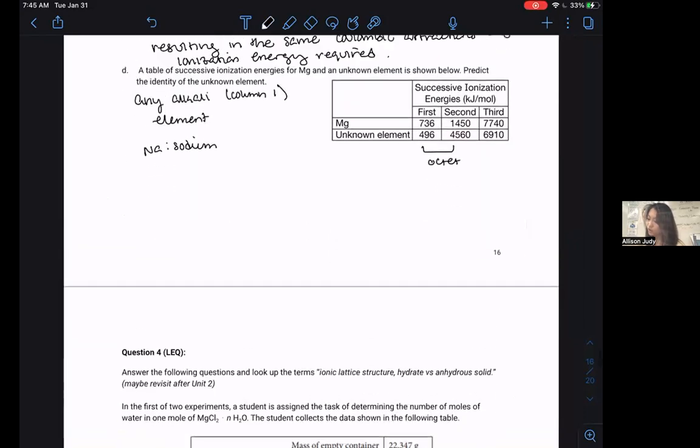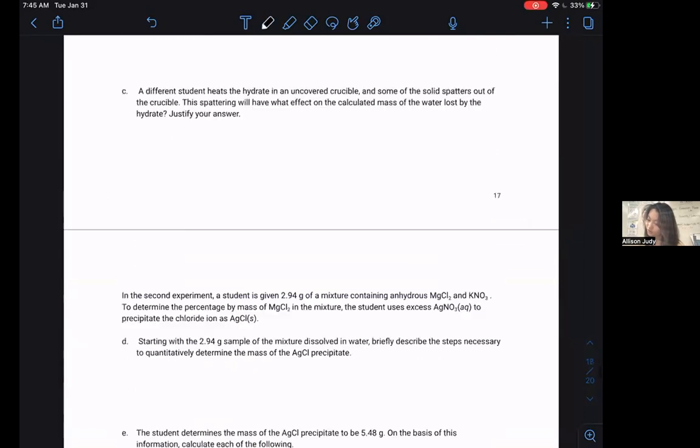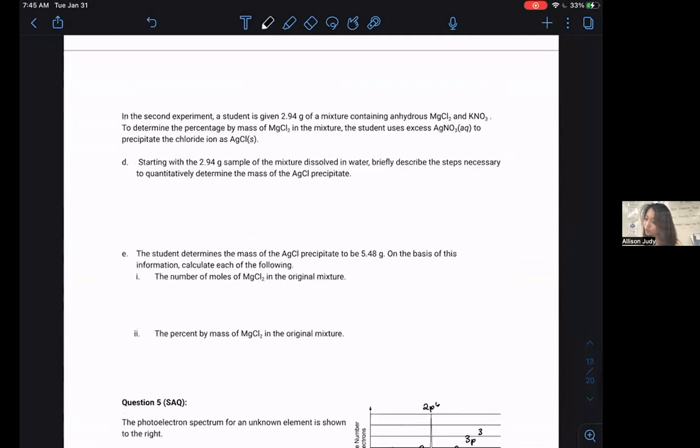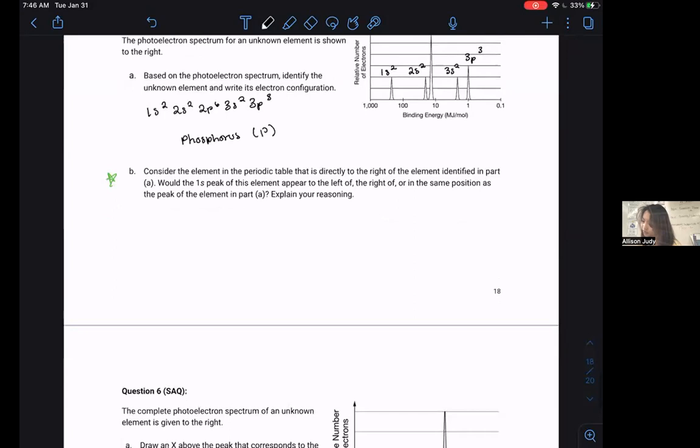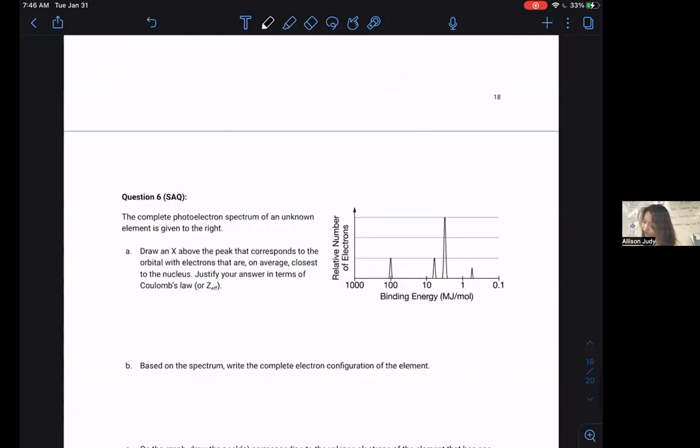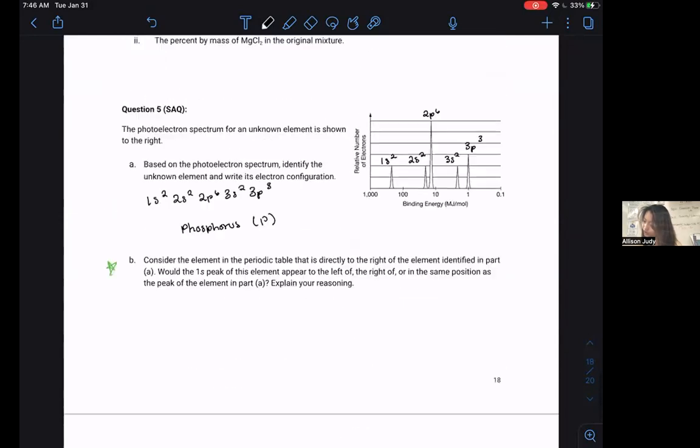I think we have one more to go through. Let's scroll on down. Again, tomorrow we'll look at 4. But here we are. This is the one that I wanted. Question 5, short FRQ. And I think that's the last one I'm going to go through today.